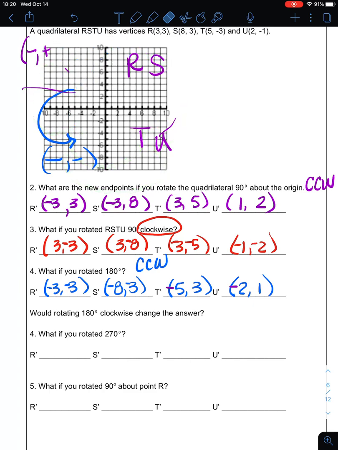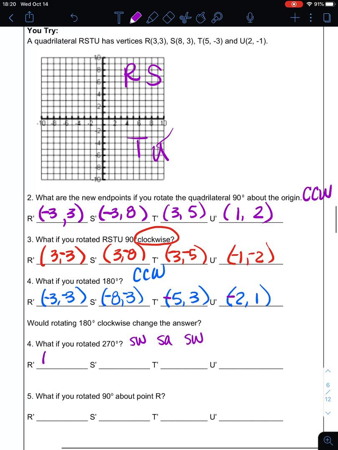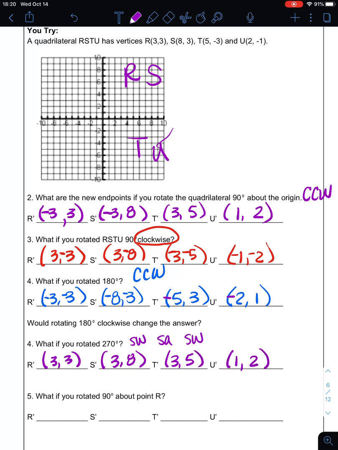Okay, what if you rotated 270 degrees? We're going to do the same thing, only now we're going to have 3 changes. For 270, we're going to switch, same, switch. 90, 90, 90. Switch, same, switch. So we're going to switch the order of our numbers. So 3, 3. It doesn't switch anyway. 8, 3 becomes 3, 8. 5, 3 becomes 3, 5. And 2, 1 becomes 1, 2.